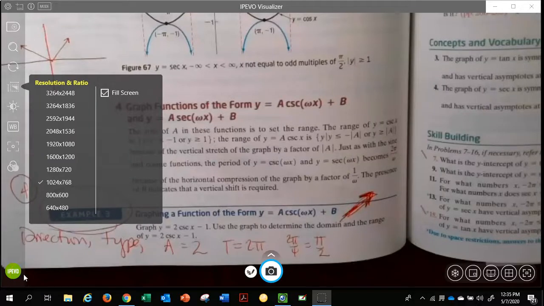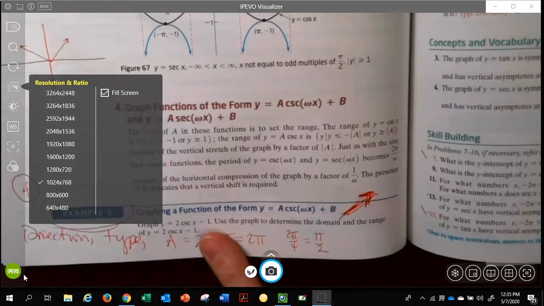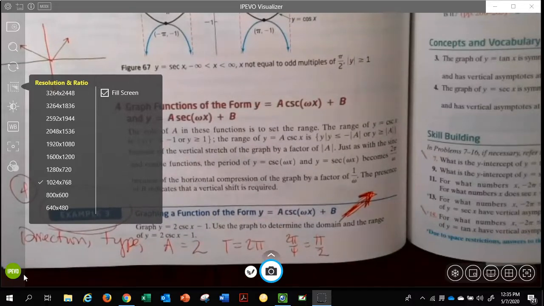So we are now in section 6.5, and I want to do example 3. Example 3 is at the bottom. You have looked and heard a lot and practiced a lot with graphing tangent and cotangent, the sine and cosine, and now we're at secant and cosecant.